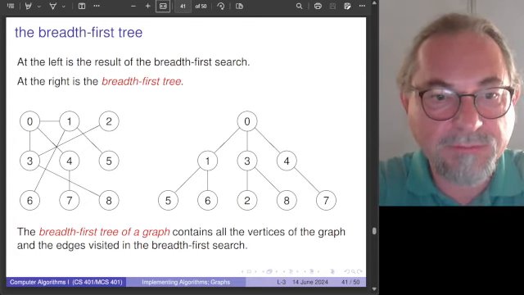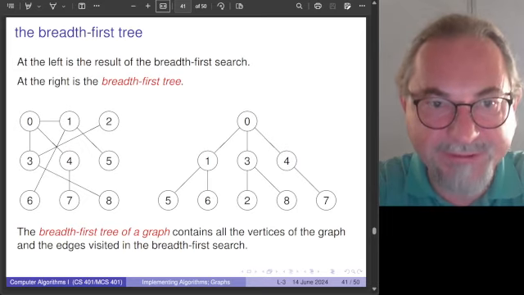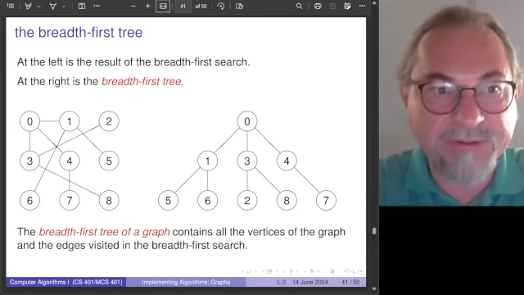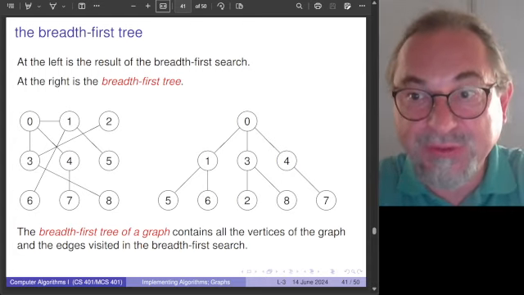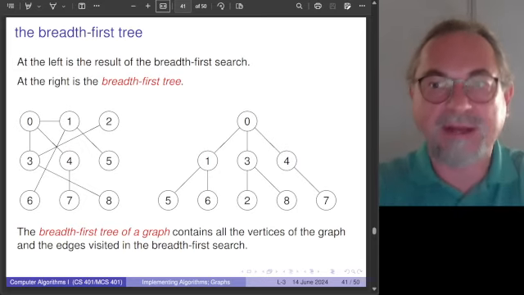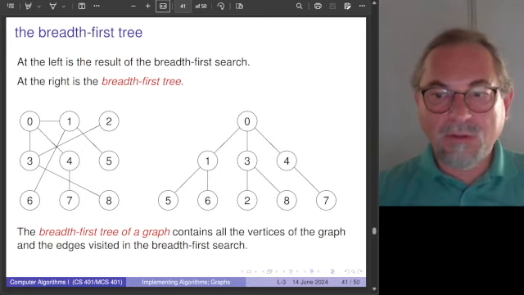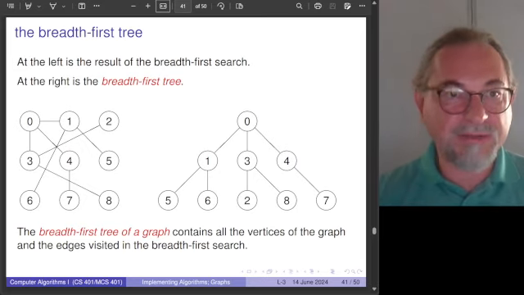So again, is this well defined? Well, we have a well defined algorithm. So you could say that the breadth first tree is the output of an algorithm. Okay, that's our first result.